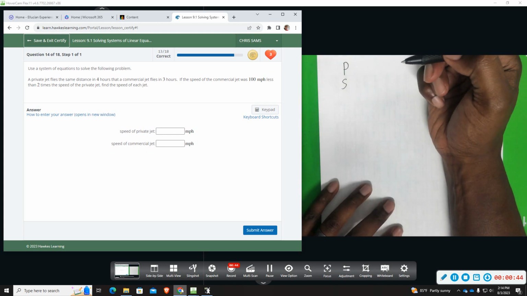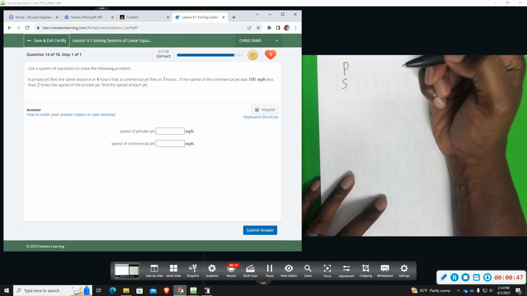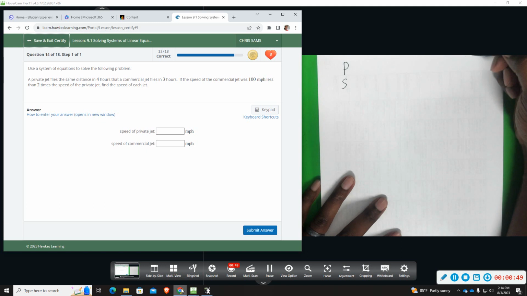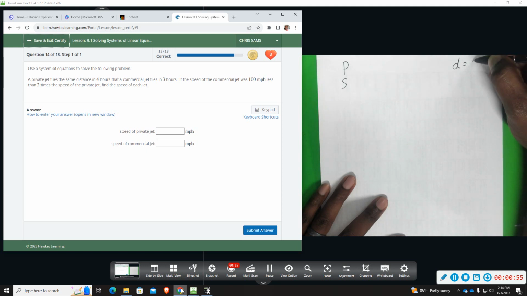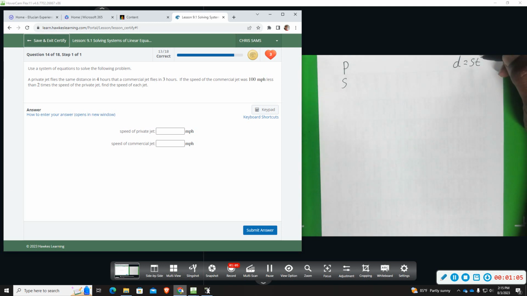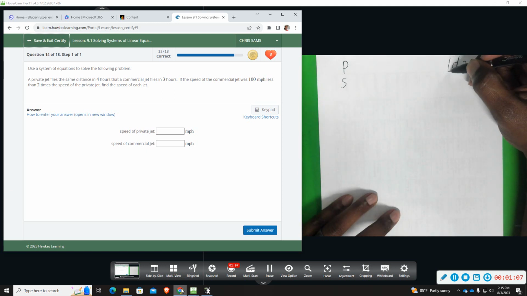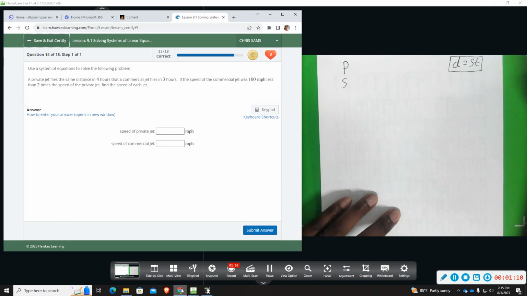Okay, so one equation that we need to be familiar with is distance. Distance equals speed times time. So if I'm driving 60 miles per hour for 2 hours, I'm going to go 120 miles. This is the distance equation we all need to be familiar with.